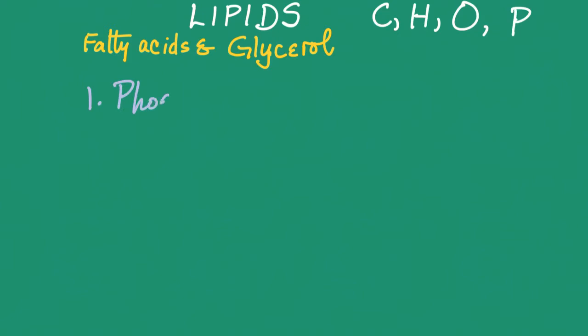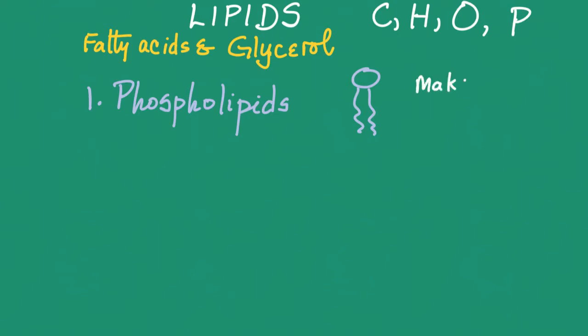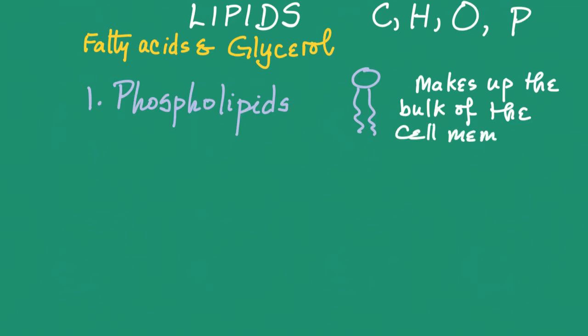Phospholipids, as the name indicates, contain phosphate groups. A single phospholipid has a head and two tails. The head contains the phosphate group and the glycerol. The tails are made up of fatty acid chains. The main function of phospholipids is structural. It makes up the bulk of each cell membrane. So each cell membrane contains two rows of phospholipids.